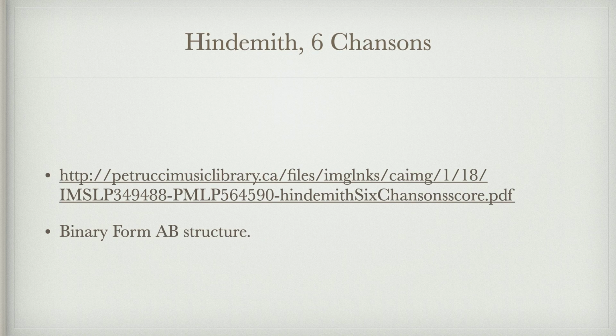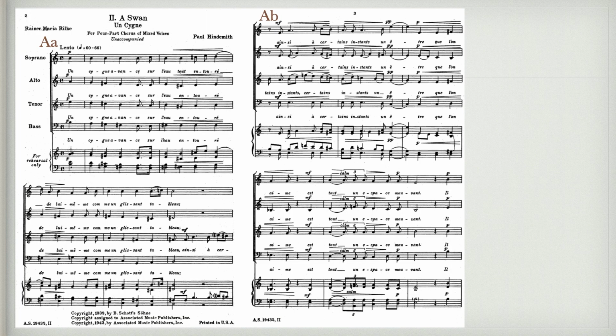So here's a piece that you can actually download: Hindemith, his 6 Chansons. You can download that and look at this. The second movement of this piece, titled A Swan, is actually a binary form that uses an A-B structure. And we're going to go into this in a little more depth now. First, I'm going to play the piece for you while you follow along with the score. You can download that score, pause the video, go get it, come back if you want. I'm also going to show you at least the first slide that shows the first half of the piece while it plays. So here is A Swan.